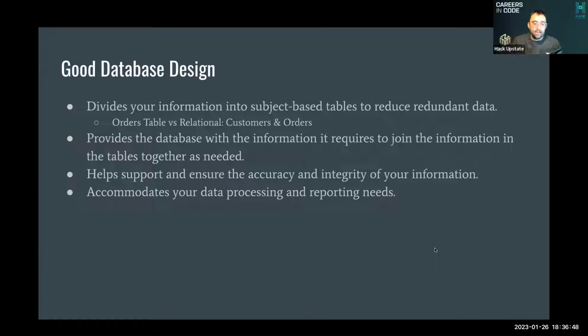So good database design has our information divided up into different subject tables. So if we've got a customer and that customer maybe has address information, that customer may have some products that they've purchased, that customer may have some products that they've saved. We want to reduce that redundant data. So what we try and do is we split out that data into separate tables so it's easier to have it be relational.